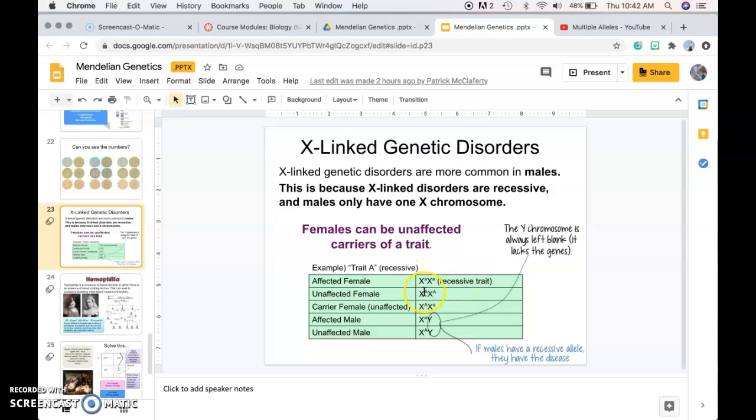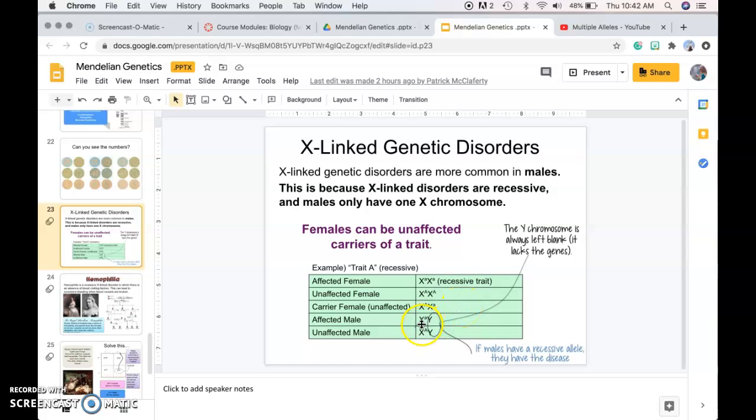An affected female would be X little a, X little a, right? Because females have two X's. An unaffected female would be X capital A, X capital A. So this female doesn't have it. This female does. This heterozygous female, though, is a carrier. So she's not affected by the disease, whatever this A indicates, because she has that dominant A there. But she does carry the recessive, so she can pass it off to her offspring.